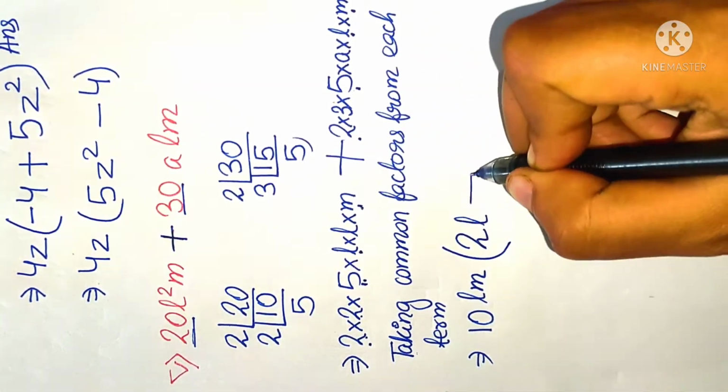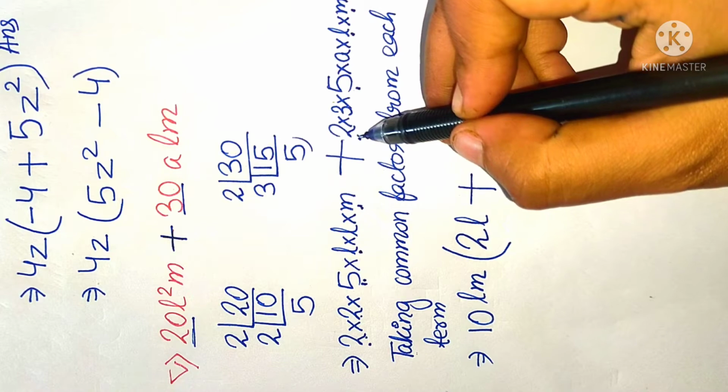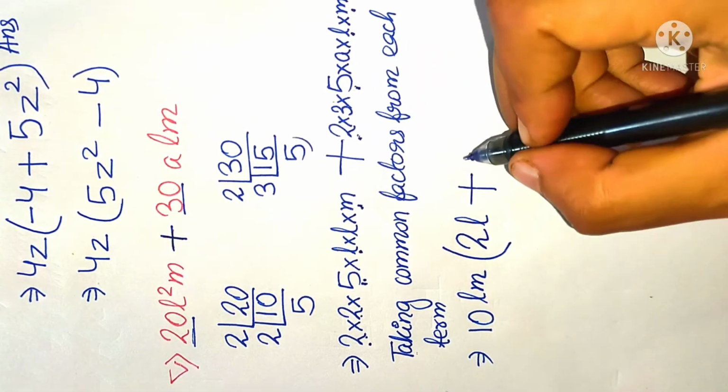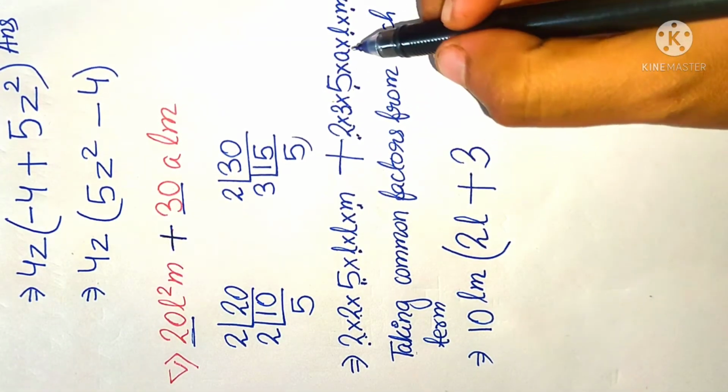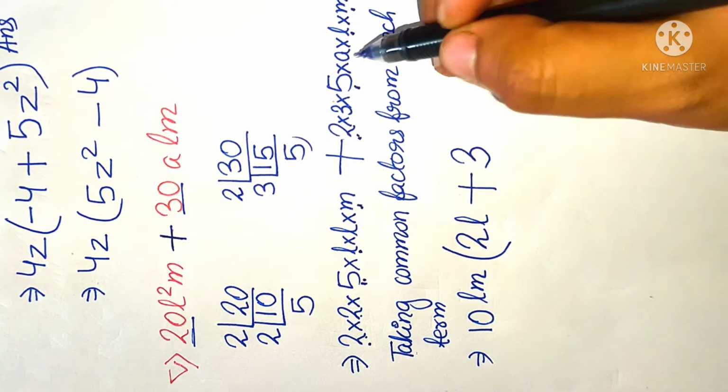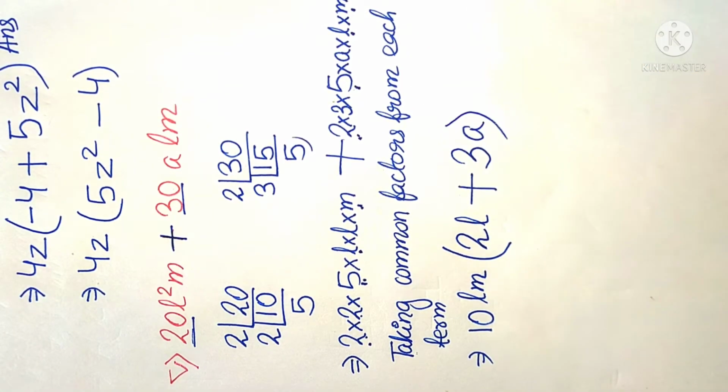We'll write the separator as it is. Now we have taken out this 2, this 5. So we are left with 3 as the constant part. And here we have taken this one, L and M. We are left with A. So this is our final answer.